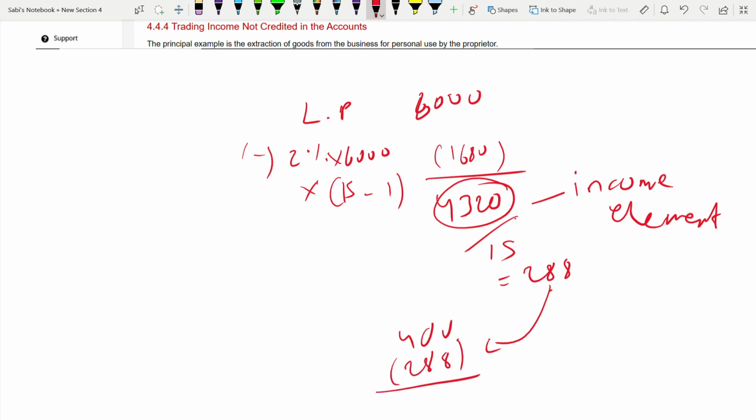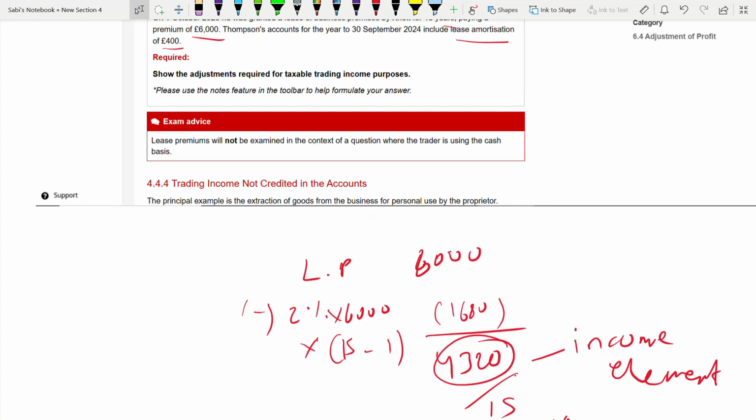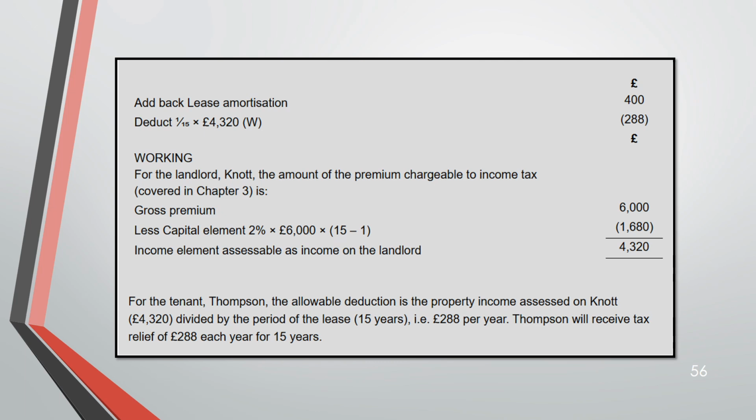So you are left with, so you just add this, and this you deduct. Okay, they just told us to show the adjustment. They did not say to calculate anything. So this is the answer for activity 4. We have added back the disallowed lease amortization and deducted the lease premium, that is allowable. The working is here.